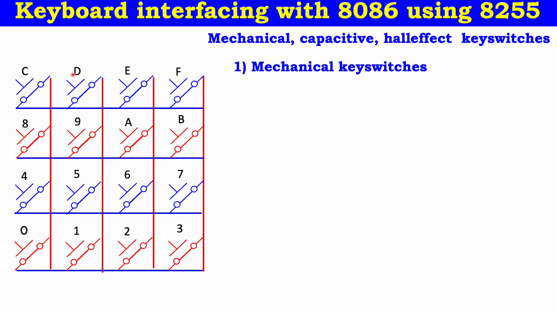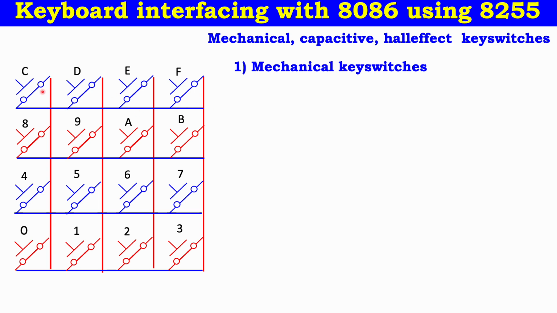Generally, the keys that can be used for any operation are 0 1 2 3 4 5 6 7 8 9 A B C D E F. So it has 4 rows and 4 columns, so all keys are arranged in a 4 by 4 matrix. When a key is pressed, the particular button will be operated through the 8255 PPI interface.